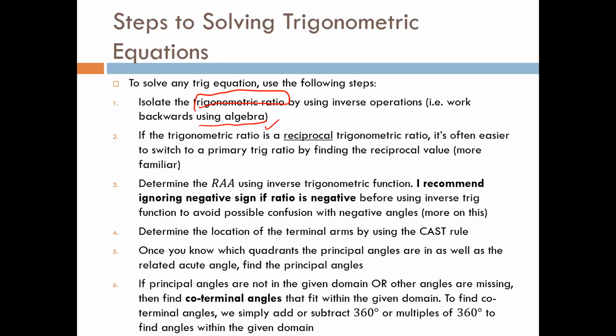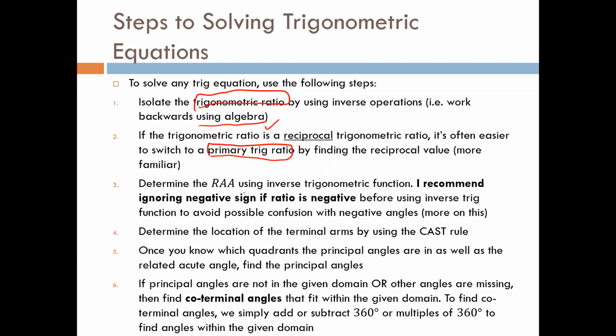You don't always have to do that. Sometimes it's already isolated for you, in which case just solve away. If your trig ratio is a reciprocal, then we talked about this, it's going to be much easier for you to work with your primary trig ratio rather than working with the reciprocal value, okay? Because you're more familiar with the primary trig ratio.